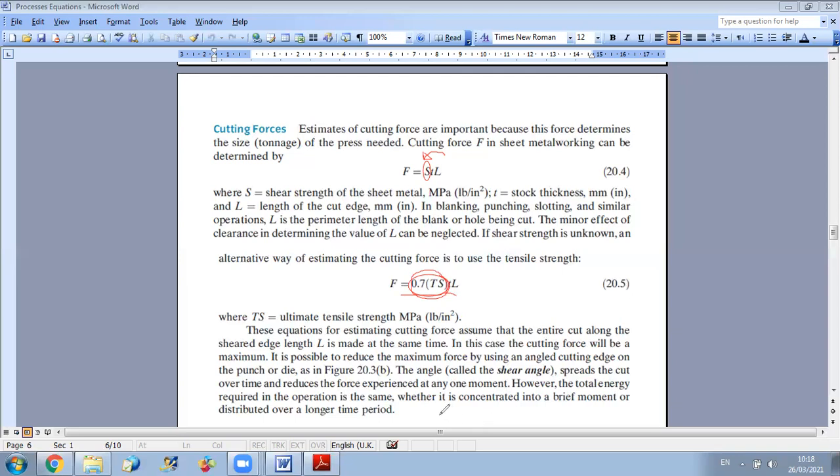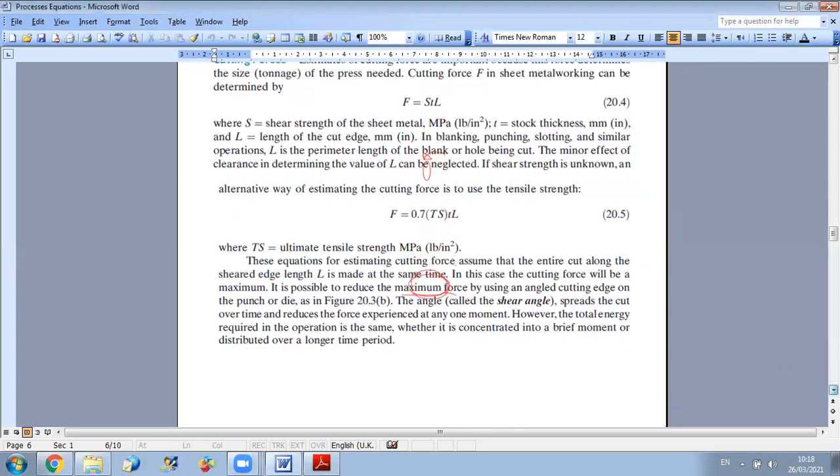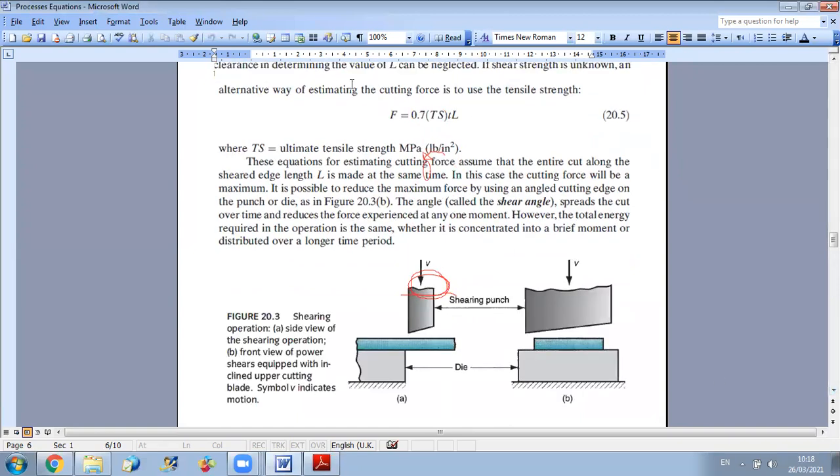However, the total energy required in the operation is the same, whether it is concentrated into a brief moment or distributed over a longer time period. What do they mean by this? So here, if you are performing a cutting operation, this force represents the maximum force to apply at one time. In case you are cutting the whole perimeter at one time, this will be the force you need.